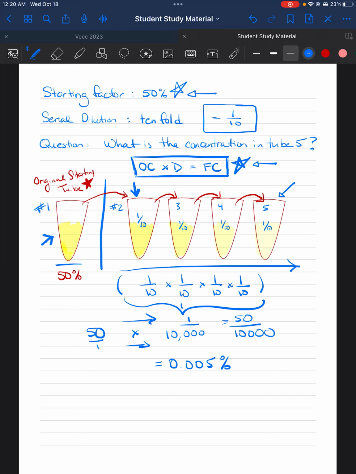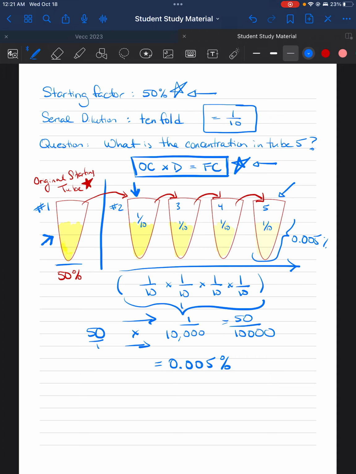Okay, so we shifted the decimal. Oh, sorry, I'm ignoring that part here. I'm not shifting the decimal yet. Okay, so our new concentration in this tube number 5, this final one, is 0.005%.